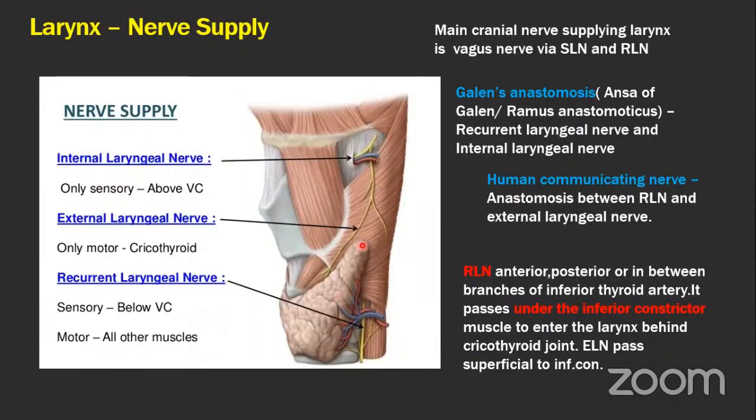So if there is an anastomosis between this recurrent laryngeal nerve and the internal laryngeal nerve, that will cover the entire sensory supply of the vocal cords, of the larynx, isn't it? So that is called Galen's anastomosis. So if you want to completely anesthetize the larynx, you can give anesthesia to this Galen's anastomosis, injections or surface anesthesia. So it is between internal laryngeal nerve and recurrent laryngeal nerve.